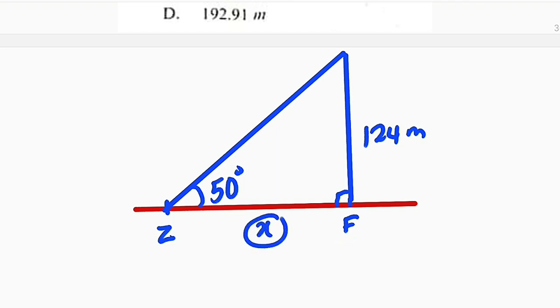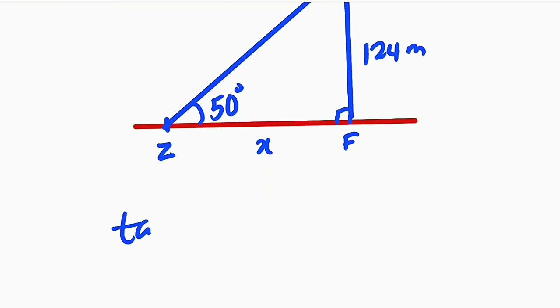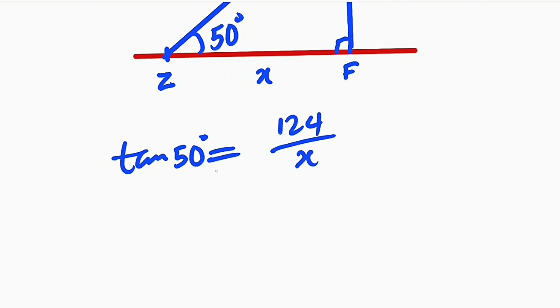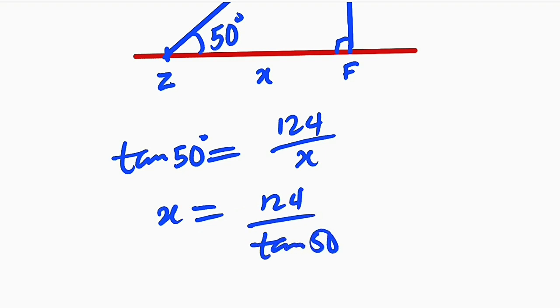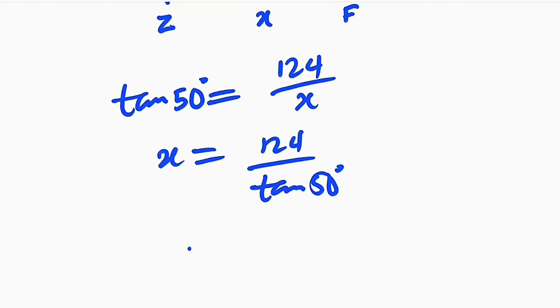So what is the relationship between this adjacent side and the opposite side? It is tangent, right? So we can take tangent of 50 degrees to be equal to opposite divided by the adjacent. So you can switch X and tan 50 degrees so that X will be equal to 124 divided by tangent of 50 degrees. Let me use my calculator. 124 divided by tangent of 50 degrees.